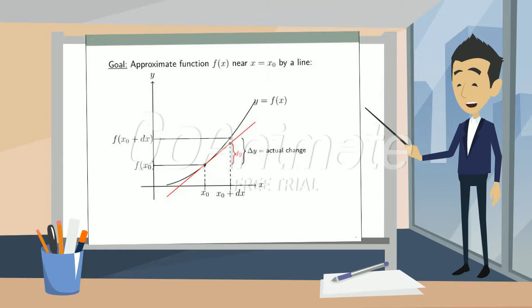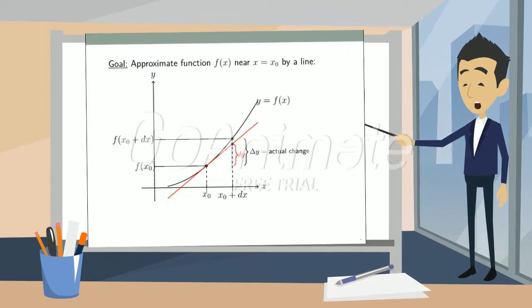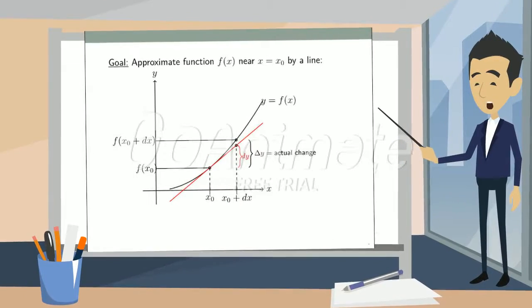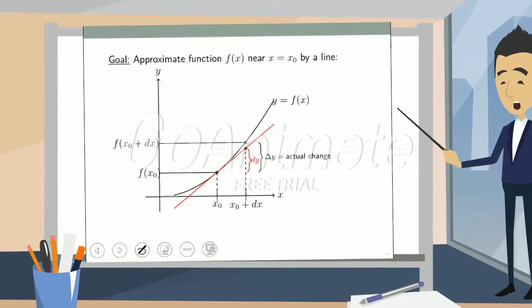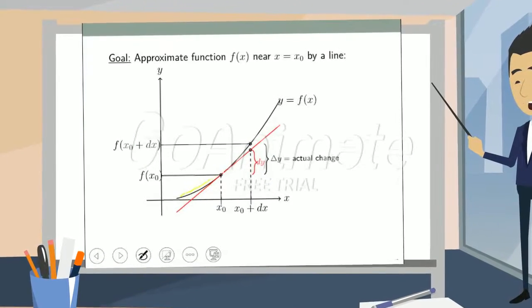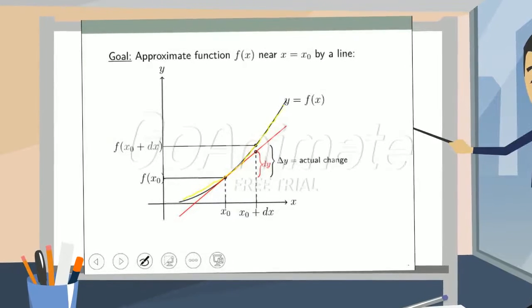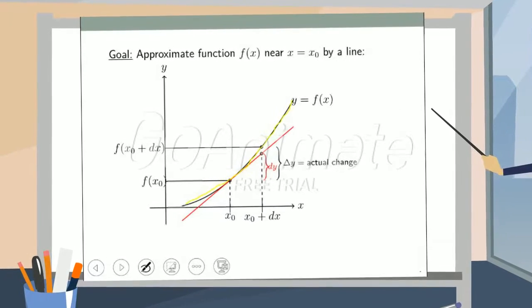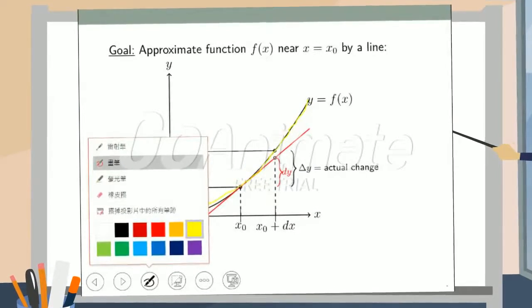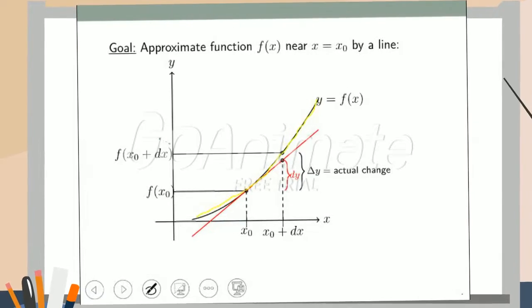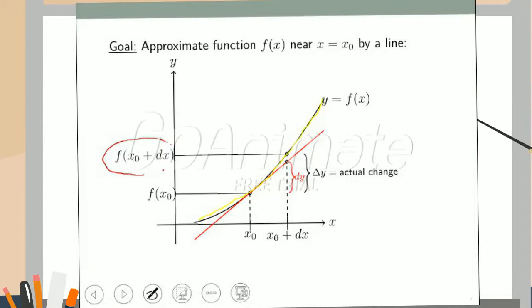We need to approximate a function f of x near x equal to x naught by a line. So what am I talking about? Well, suppose we have this function, which I'll highlight in yellow. Okay, so here's our function, y equal to f of x. Now, suppose we want to calculate this actual value here, say f at x naught plus change in x. So in fact, it's this point right here.